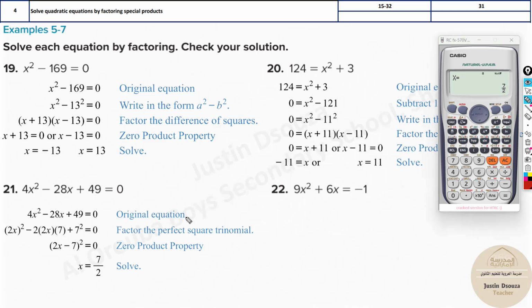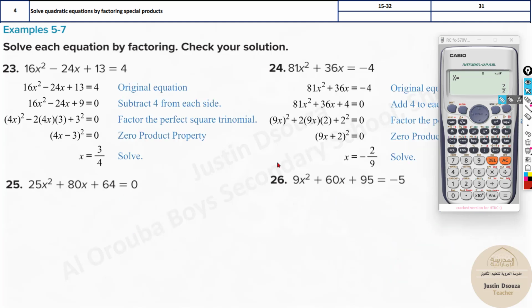If you graph this, let me just draw the graph here. It's 7 by 2, that's 3.5. So it will be something like this. It touches the axis only at one point, that is 3.5 or 7 by 2. No other part of the graph touches the axis. Only one solution. That's the reason. Please do solve the others by yourselves.